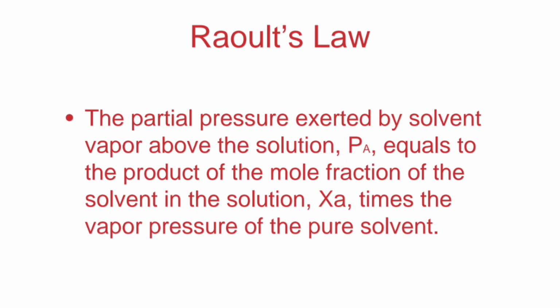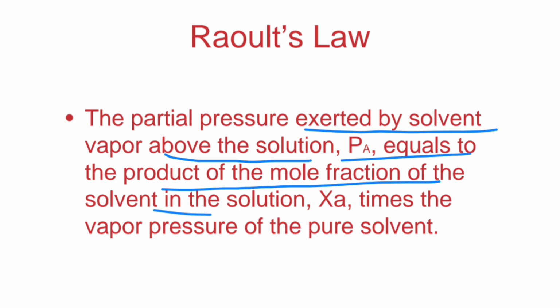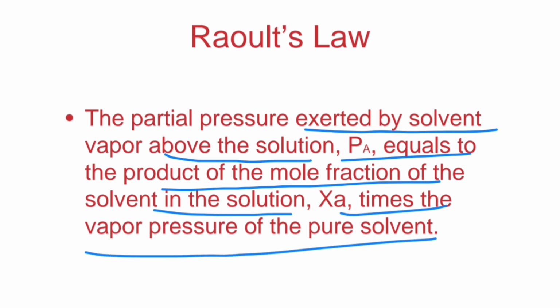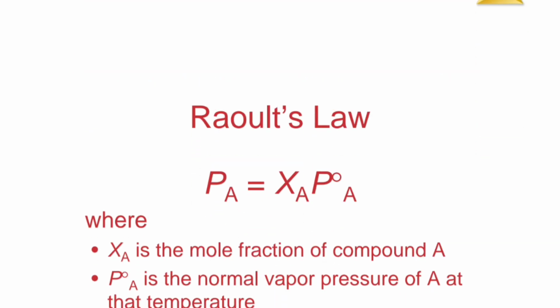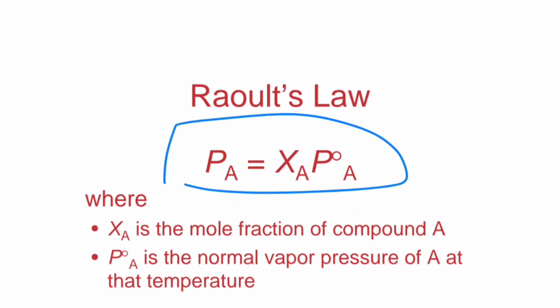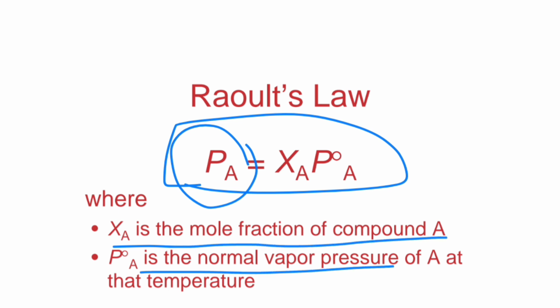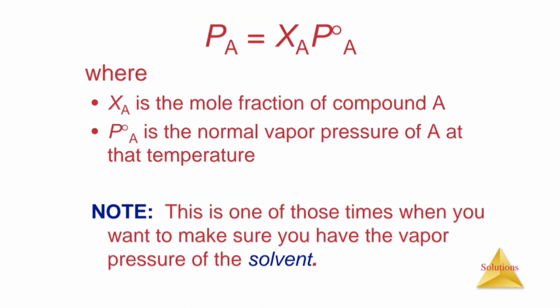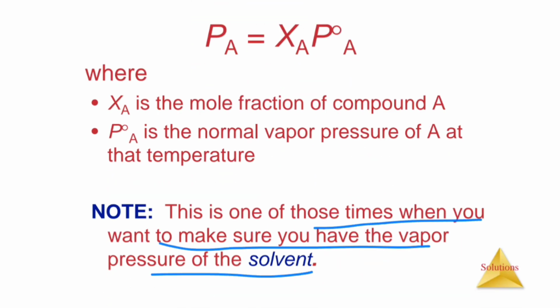Raoult's law: the partial pressure exerted by the solvent vapor above the solution, Pa, equals the product of the mole fraction of the solvent in the solution, Xa, times the vapor pressure of the pure solvent. This is Raoult's law. Pa is the partial pressure, Xa is the mole fraction of component A, and the pure vapor pressure is the normal vapor pressure of A at that temperature. Note this: when you have the vapor pressure of the solvent, you can find the vapor pressure of the solution.